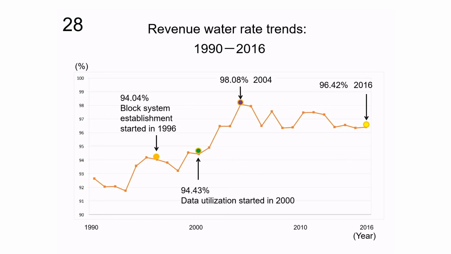Lastly, let me show you transition of revenue water rate to see how effective block system has been. We started establishing the system back in 1996, and data utilization started in 2000. The use of data from the blocks has been helpful for narrowing down a target area for leak detection. You can see significant improvement in the graph after the introduction of distribution block system.